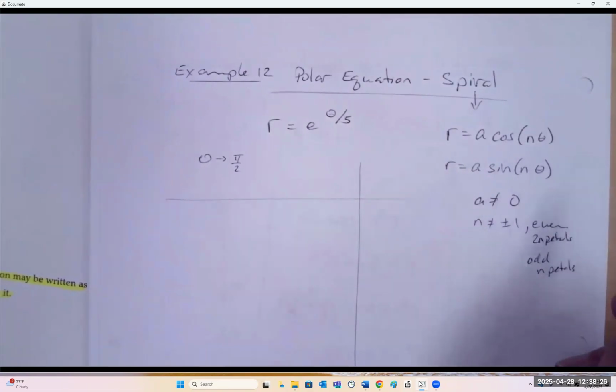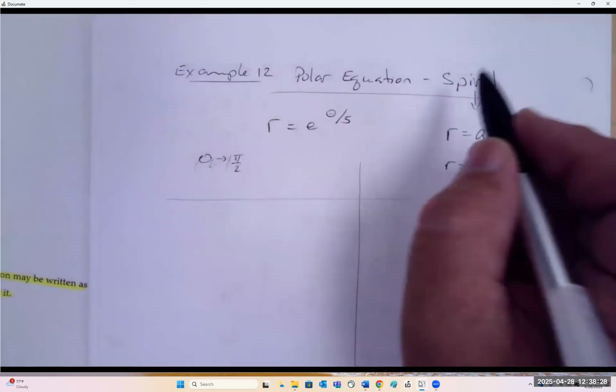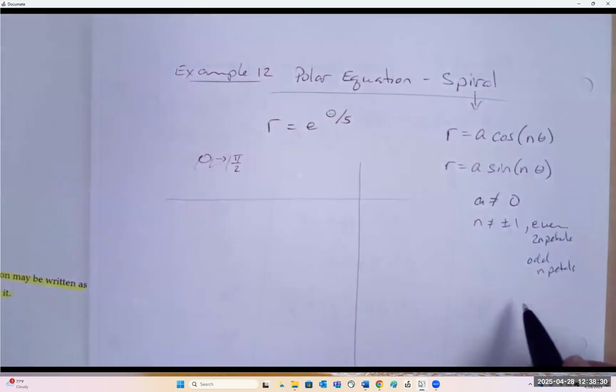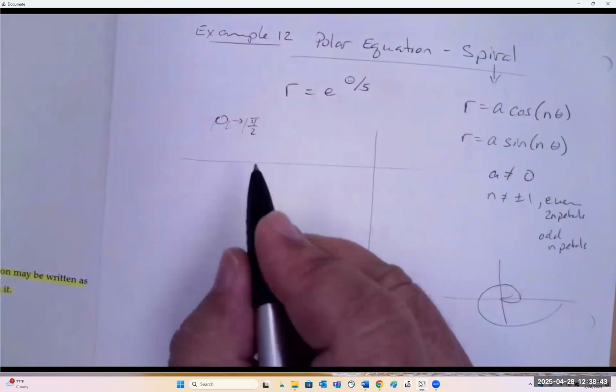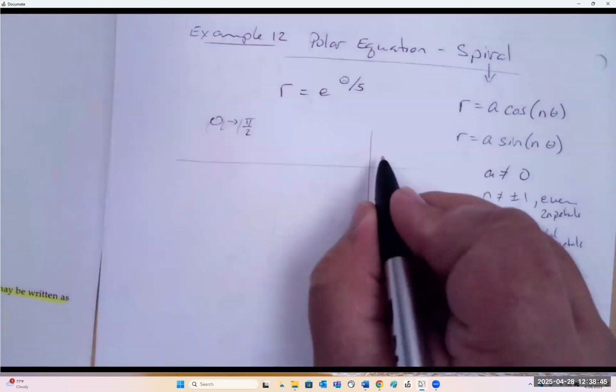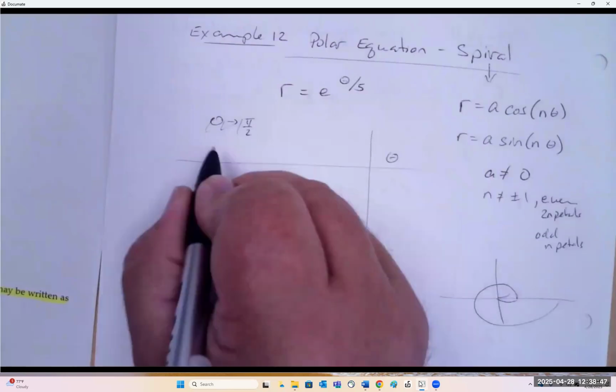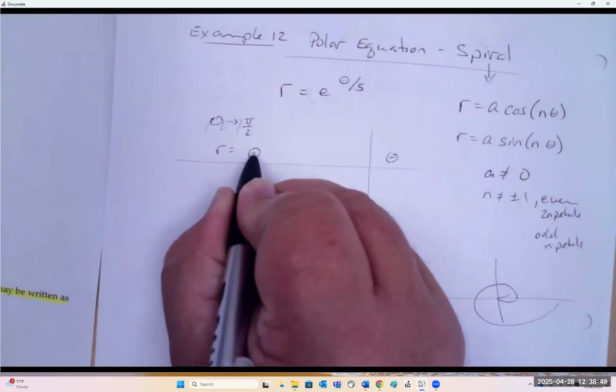Actually, this one we have to go all the way around, because it is a spiral. What this is going to look like is this. It's going to start off slow and then keep on growing like a shell. So we have to go all the way around, both sides. Theta, R.